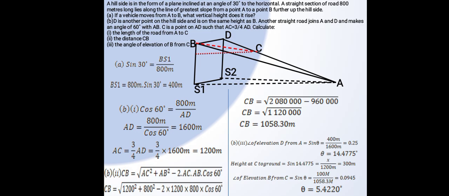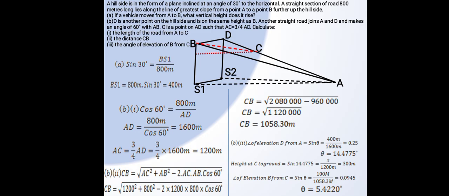Sorry, the distance AC. Now AD, we know AD, we can use the cosine rule because cosine is the adjacent side all over the hypotenuse. So cos 60, that is the adjacent side. Adjacent side is AB, which is 820 meters. The hypotenuse should be AD.